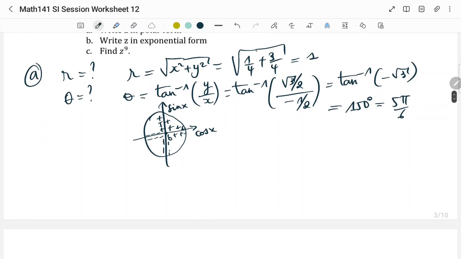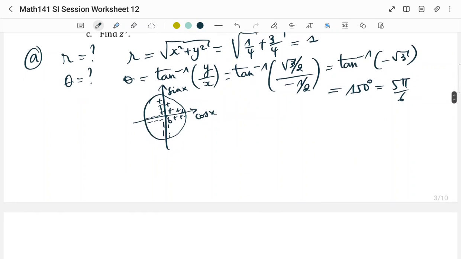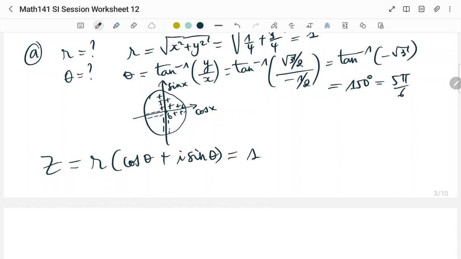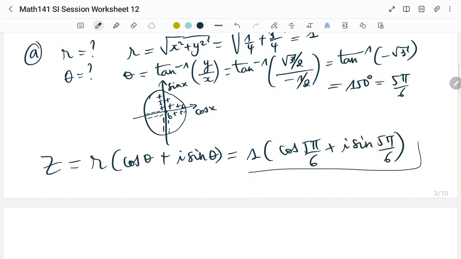So we have our r, we have our theta. We can write the general polar form. So z in polar form is therefore equal to r times cos of theta plus i sine theta, right? So that's the general form. Based on the r that we found, that's equal to 1 multiplied into cos of 5 pi over 6 plus i sine of 5 pi over 6. And that's the polar form.